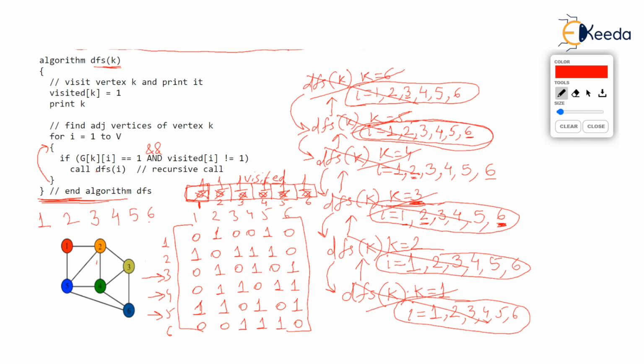But 6 got into a dead end, isn't it? As 6 was a dead end, you came back to 5. That's what exactly was shown in the diagram of the recursive function explanation. I hope you have understood DFS in and out. Thank you very much.